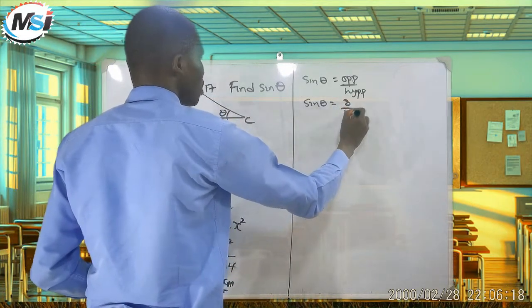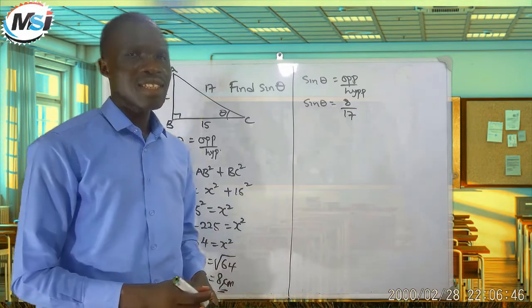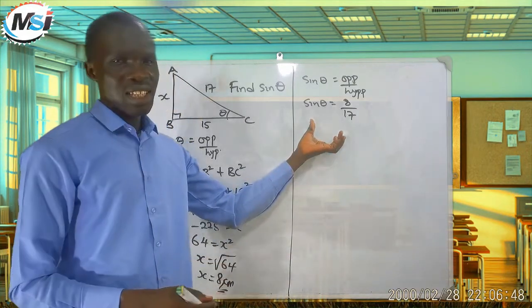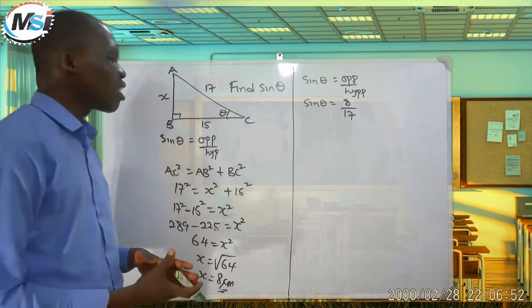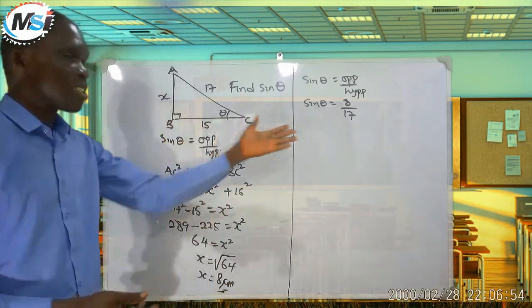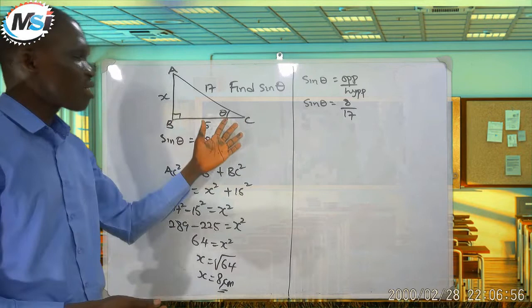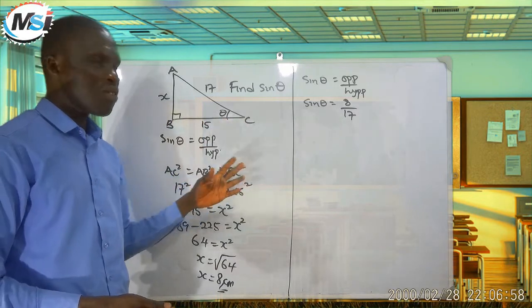Hypotenuse is 17. This will be our sine theta. I believe you understand that, right? You can also set a question for yourself by finding cos theta. And you know that to find cos theta, that will be adjacent all over hypotenuse.